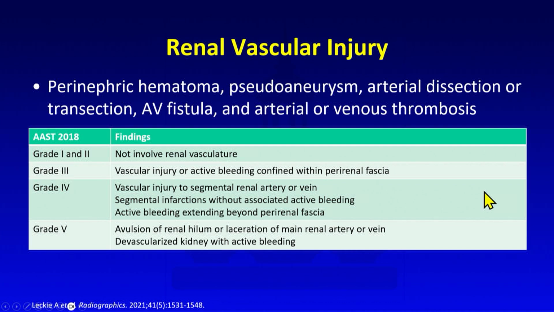We also need to consider renal vascular injury and trauma in the assessment of hematuria. So perinephric hematoma, pseudoaneurysm, dissection or transection, arteriovenous fistula, you can have a whole host of these different renal vascular injuries. In the trauma literature, it's separated into 5 grades. Grade 1 and 2 do not involve the renal vasculature. Grade 3, the injury is confined within the perirenal fascia. Grade 4s and 5s, you have more injury to the renal artery, and it's more severe, so grade 4s and 5s usually will require some kind of operative management, whereas 1s and 2s usually are managed conservatively.